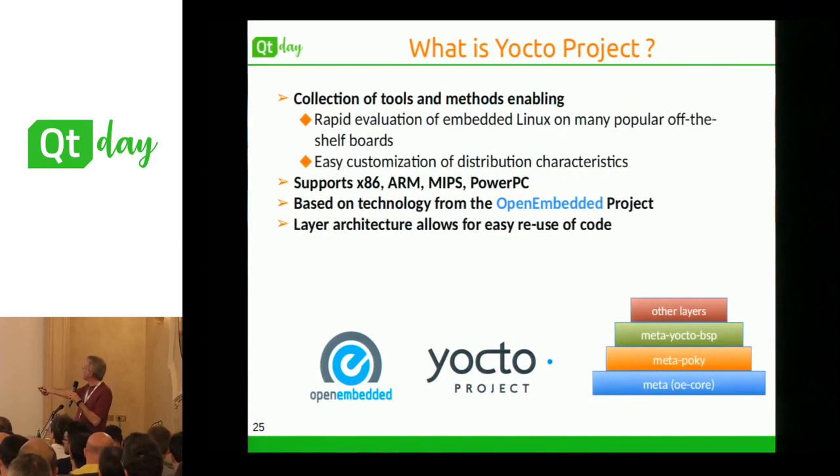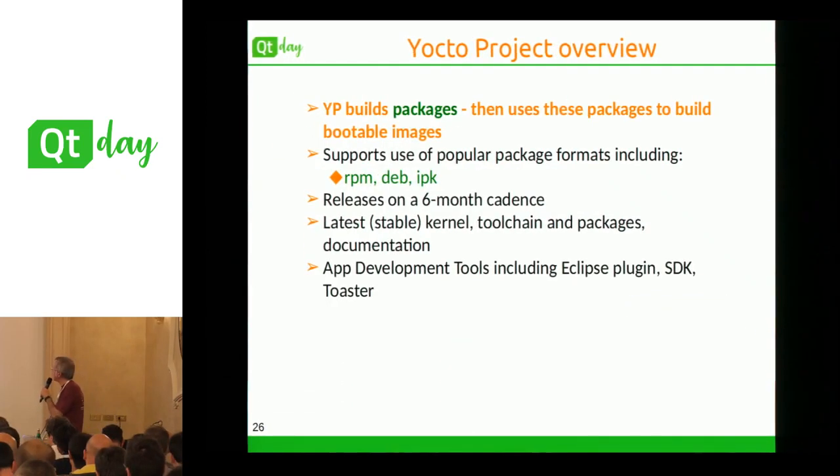The system is based on Open Embedded, because Open Embedded is contained in the meta layer called Open Embedded Core, where there is the build engine of the system. The Yocto project is composed of packages, and these packages are used to build all the bootable images. It supports the packaging system, so we have packages, but we also have the packaging system. It is released very frequently, it is very stable, and it includes all the components that we need to create and deploy our operating system.